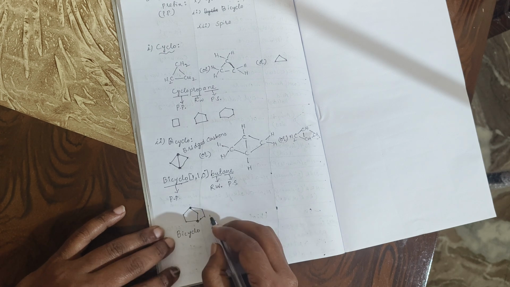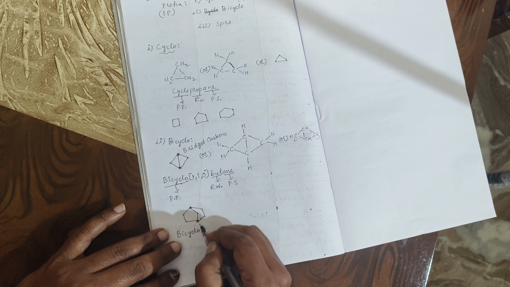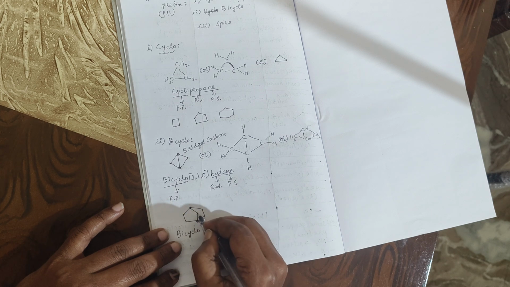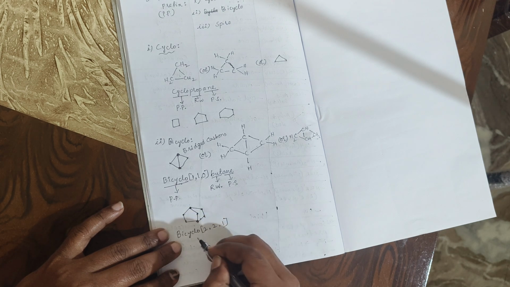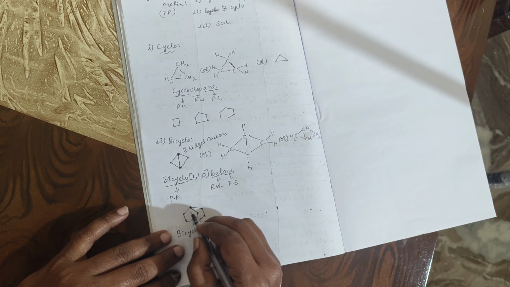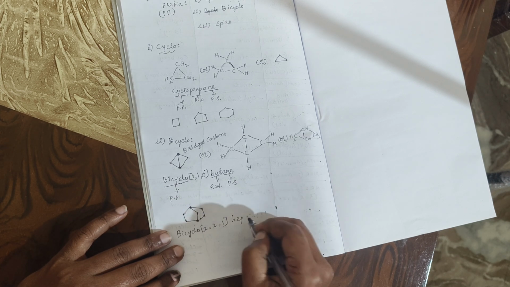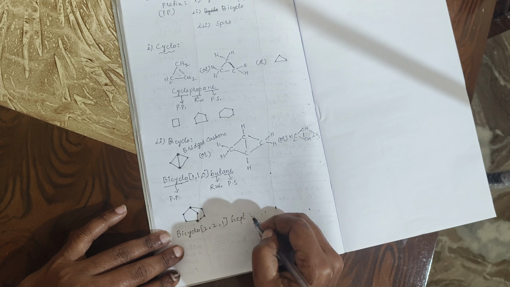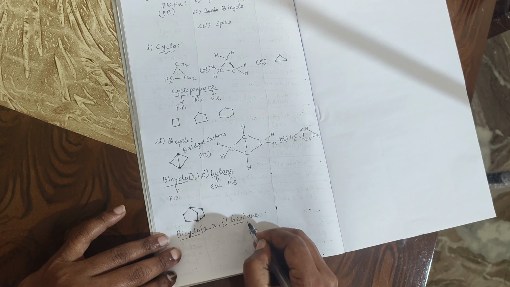It can be written as bicyclo. Here, on the left side, how many are there to this bridge carbon? 2. On the right, 2. And this is 1. So 2 comma 2 comma 1, in descending order. Total how many carbons did I say? Total 7 carbons. That's why hept. Since 7 carbons, the root word is hept, ane. Bicycloheptane.